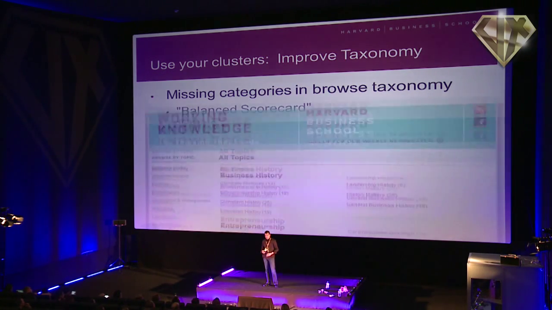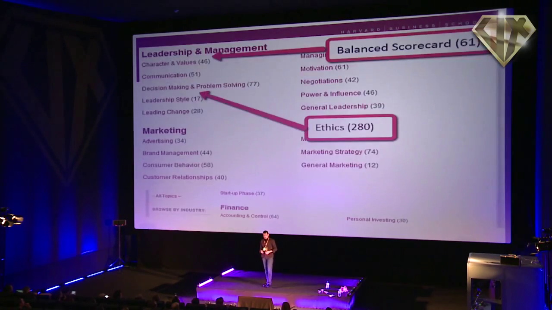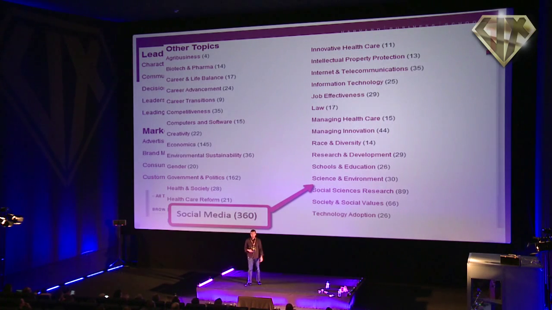So one recommendation that came out of this clustering exercise was that we insert these topics into the browse taxonomy. For example, balanced scorecard would appear under leadership and management. Ethics would also appear there. And then social media would appear under, for now, something we categorize as other. But in the future, we might break this one down into more granular topics.